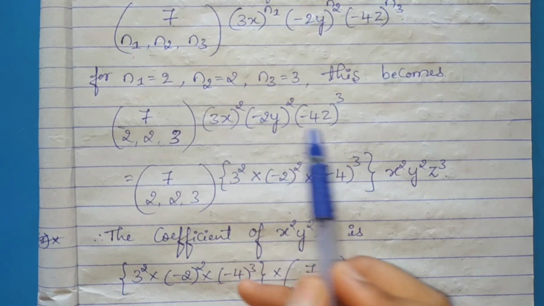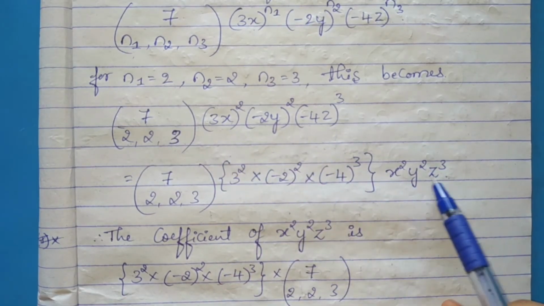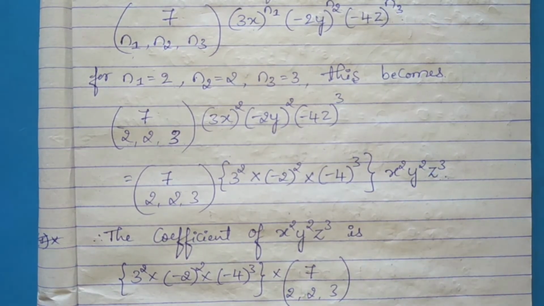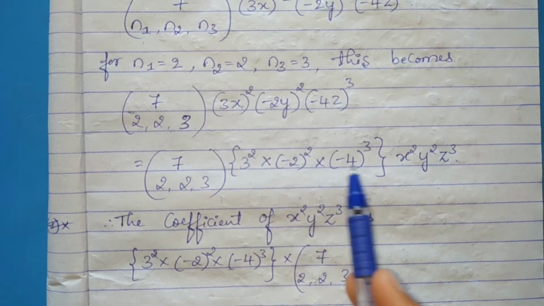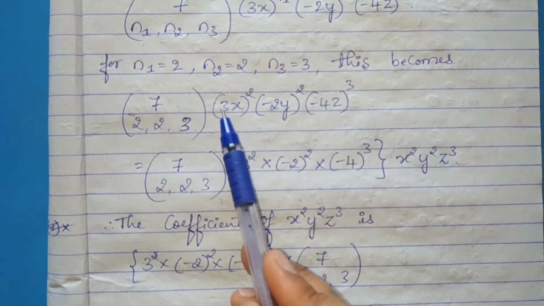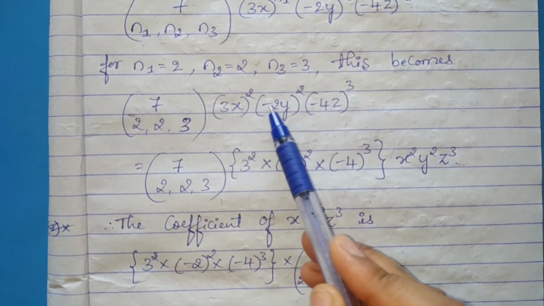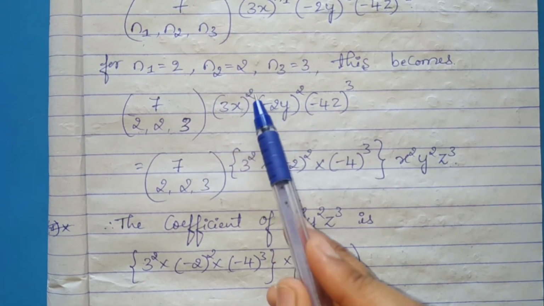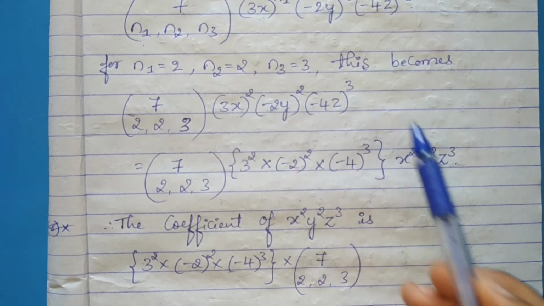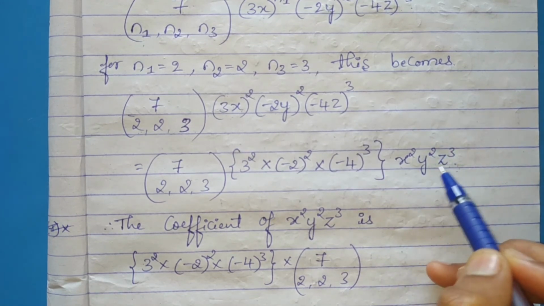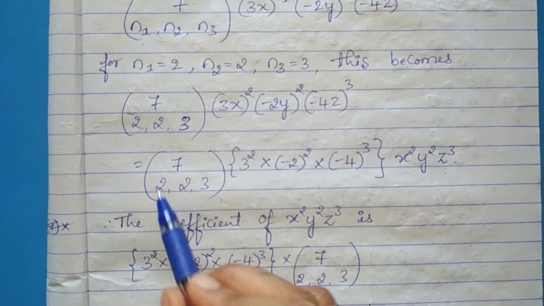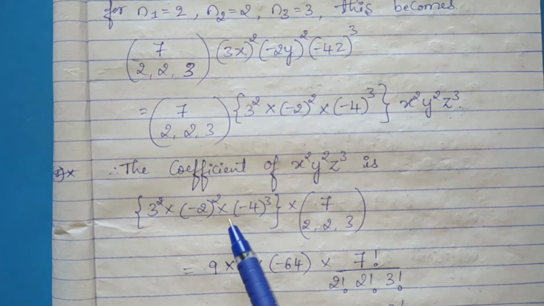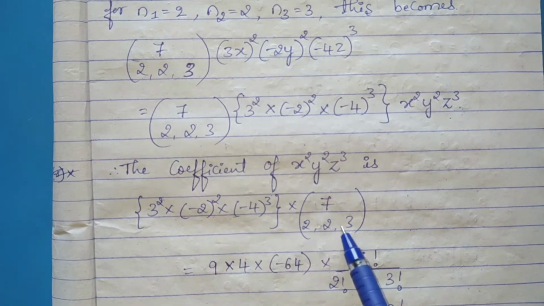So now separate the constants and the coefficients, variables. So if we separate the constant terms, here we have 3 square, okay, minus 2 square, next minus 4 to the 3, okay, then what is left? X square, y square and z cube. So now we get the term x square, y square, z cube. So now evaluate this, that is 3 square into minus 2 raised to 2 into minus 4 raised to 3 into this term, that is 7, 2, 2, 3.